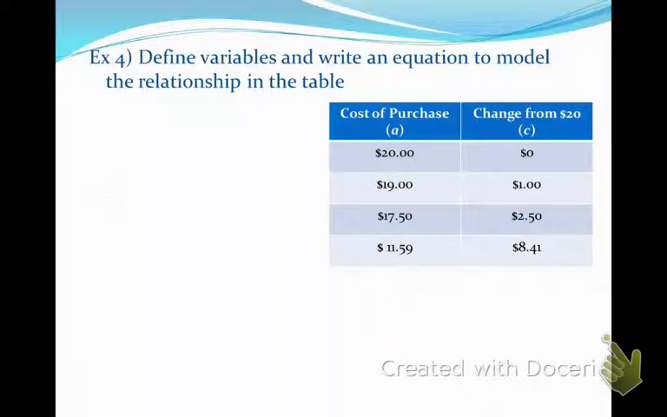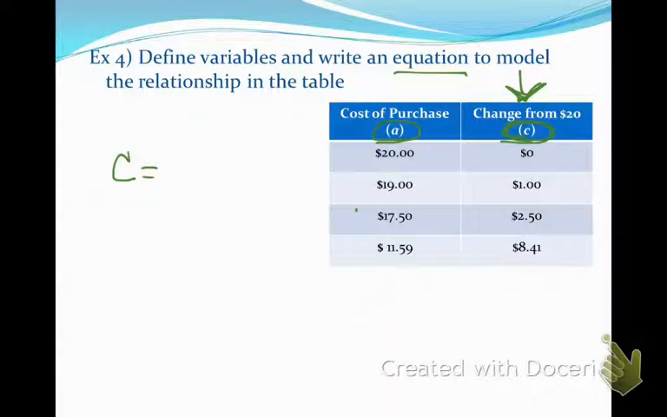All right, so define the variables. So they gave us variables right here. It says A and C. A is the cost of the purchase, and C is the amount of change. So when we're looking at boxes or tables like this, when you write an equation, the second variable always goes first. So it's going to go C equals something.